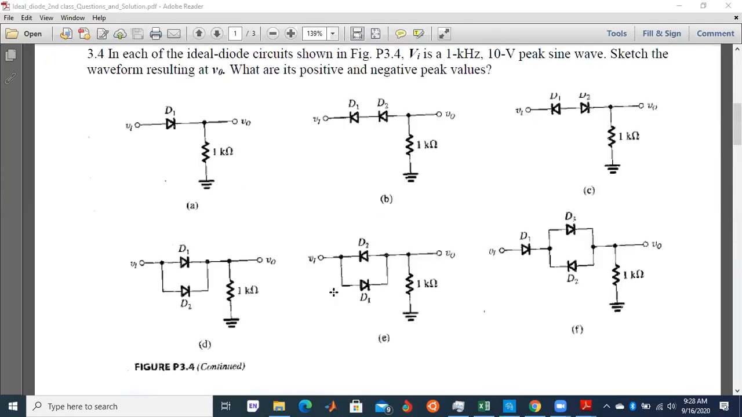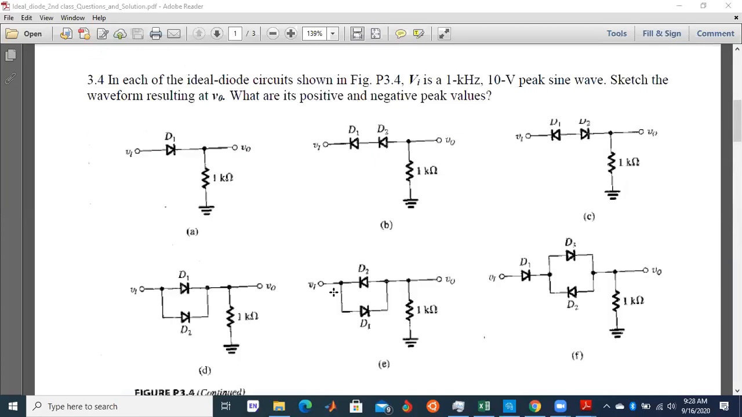So now, I believe this is clear, right? The two questions, clear? Yes, yes, it's clear. Okay.